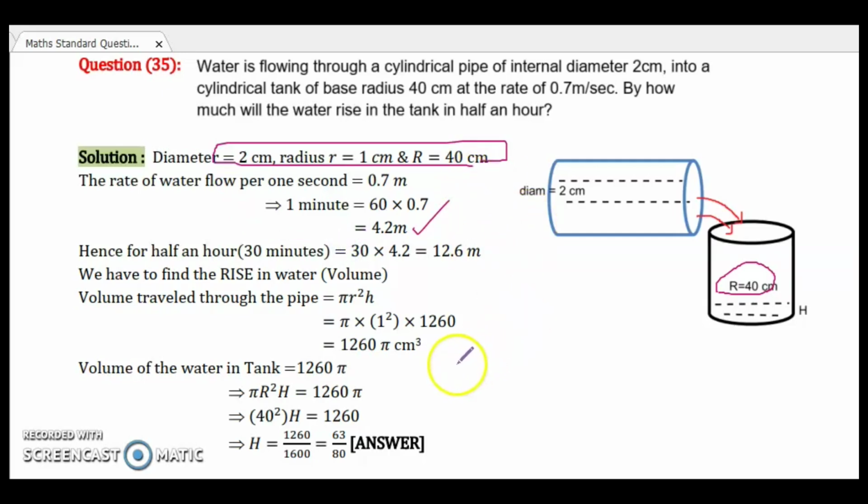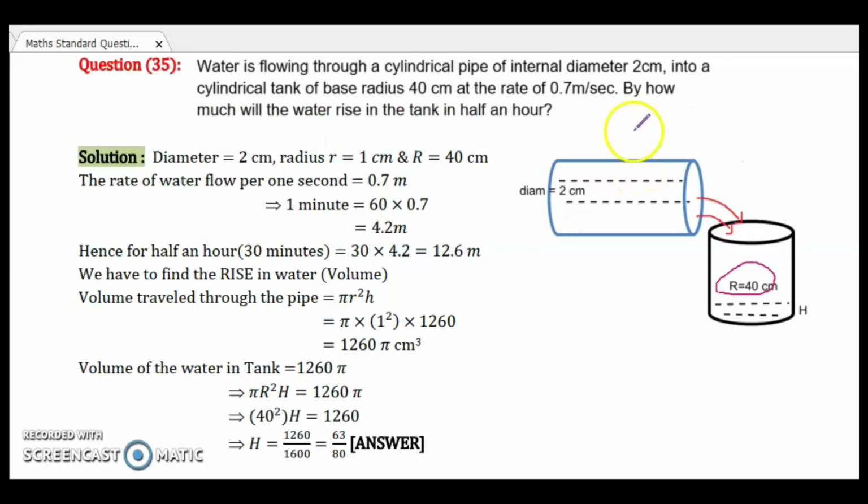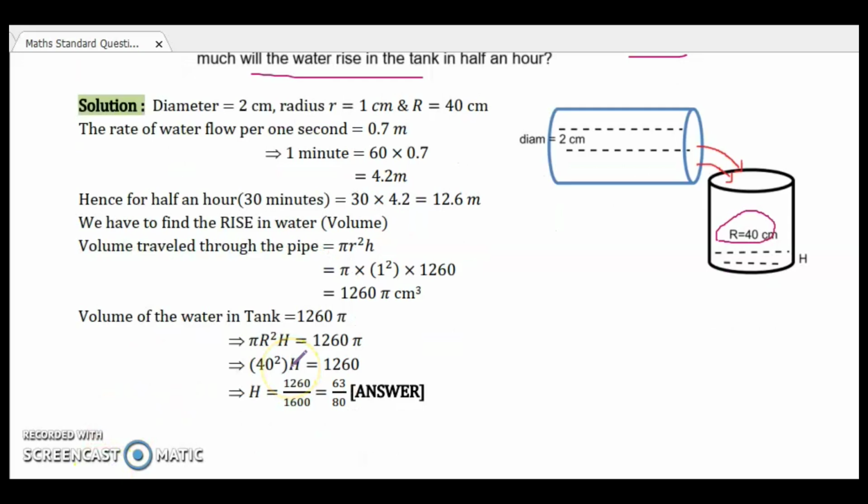Therefore, come for half an hour. What happens for half an hour? Half an hour means 30 minutes. If 1 minute is 4.2, then what is half an hour? This is going to be 30 multiplied by 4.2. That is going to be 12.6. Right? Now let us move on to the next question. How much will the water rise in the tank within half an hour? That means we have to find the rate of increasing level of water.